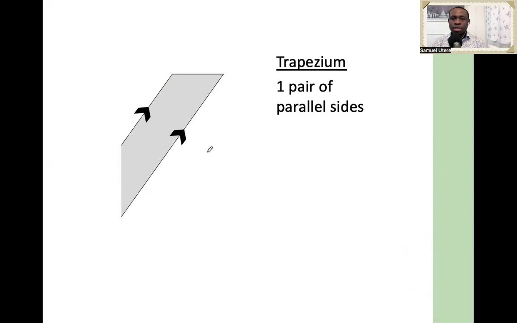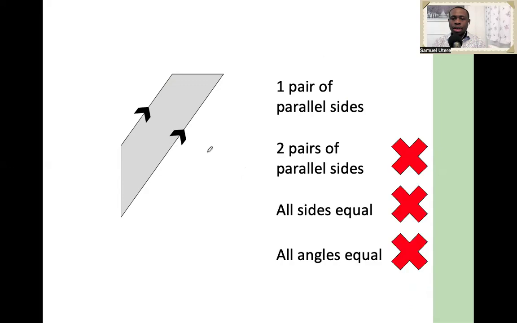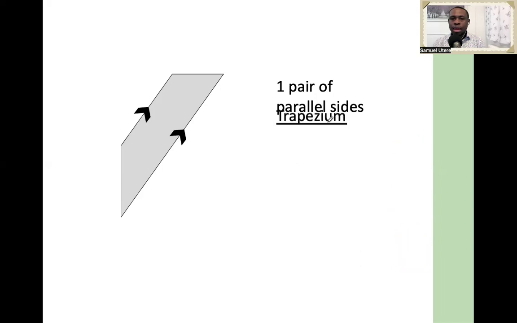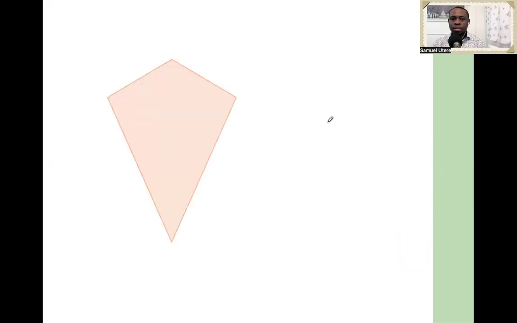That name is trapezium. So here are things that this shape is not. It does not have two pairs of parallel sides. All sides are not equal and all angles are not equal. It only has one pair of parallel sides. And that is a trapezium.